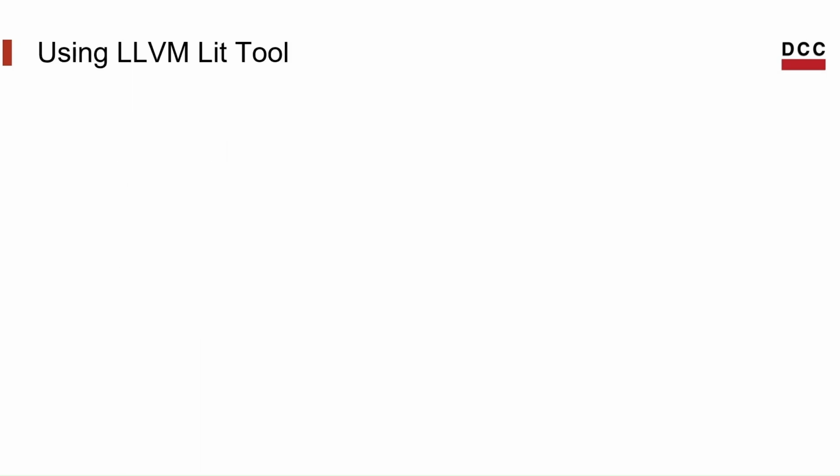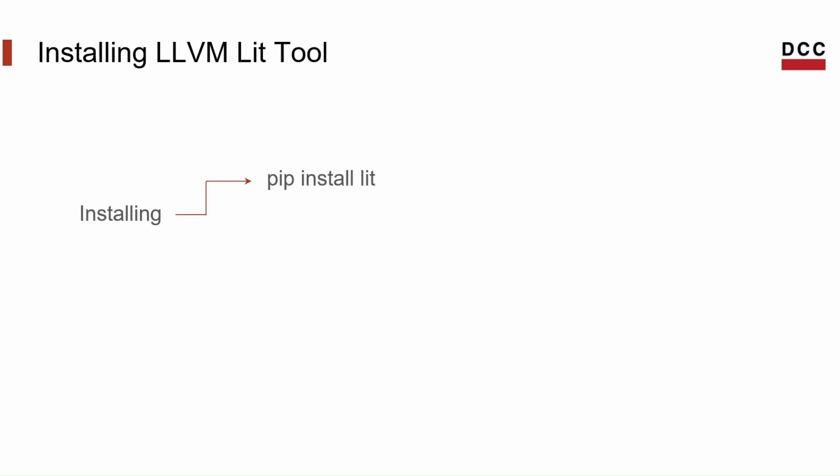So let's learn to use this tool. The first step is the installation process. There are two ways to install this tool. The first and simpler is by using pip install lit, or if you already have an LLVM build, you can find it inside the binary files.